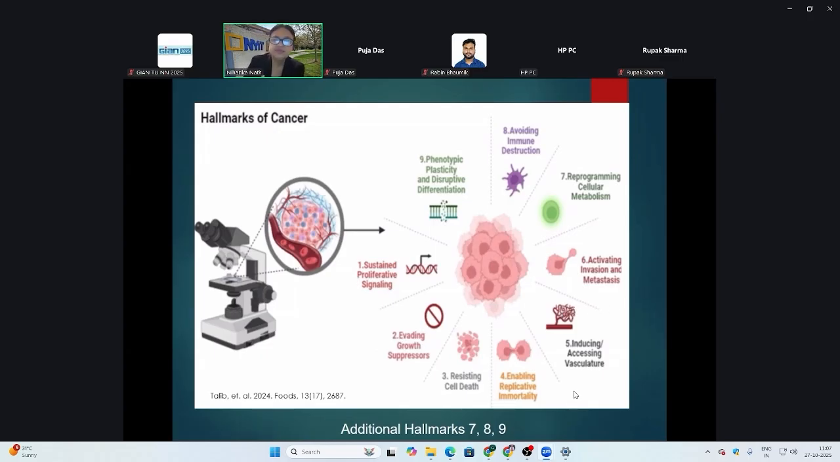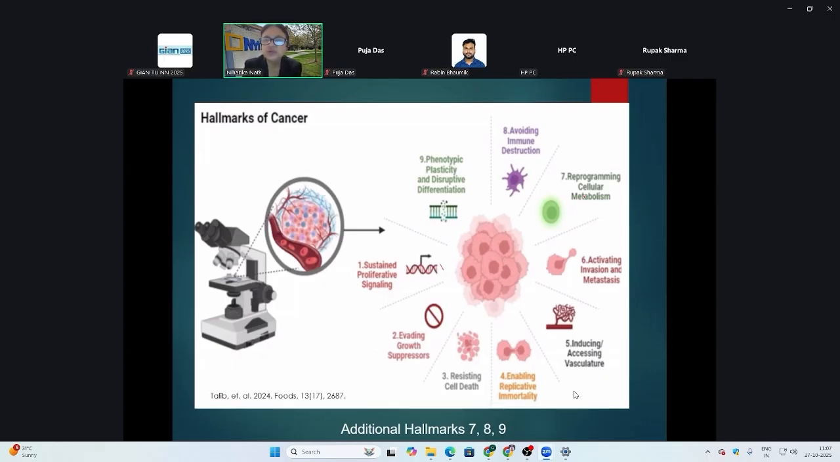you have proliferation, evading growth. We just talked about these in metastasis. Hallmark 7, 8 is reprogramming cellular metabolism. These three, 7, 8, 9, are a little bit new.